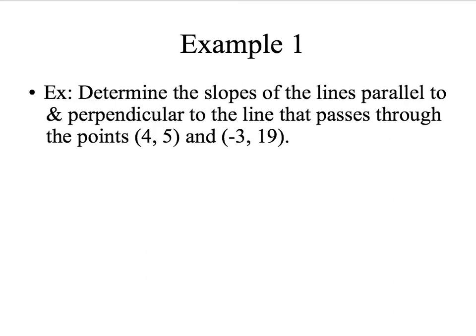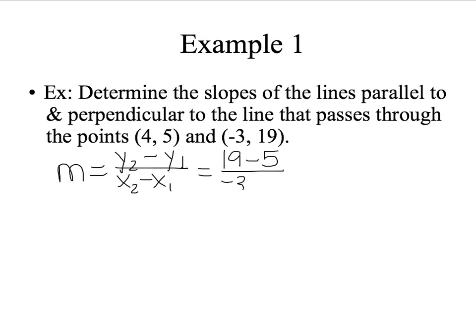So if I start by just finding the slope of the line that passes through those 2 points, remember that slope is y2 minus y1 over x2 minus x1. So 19 minus 5 over negative 3 minus 4. 19 minus 5 is 14, and negative 3 minus 4 is negative 7. So my slope is negative 2.